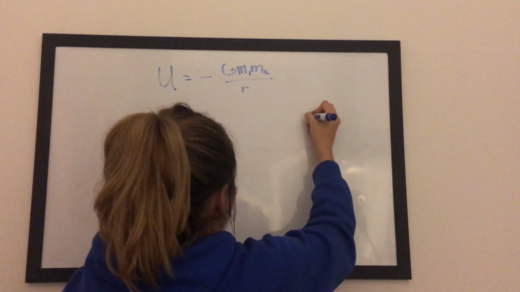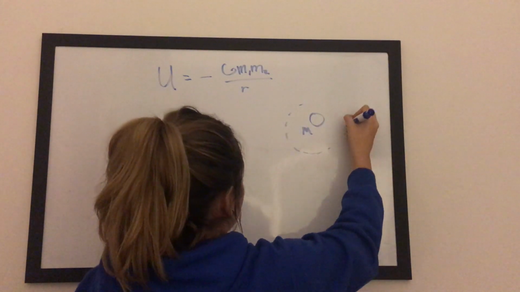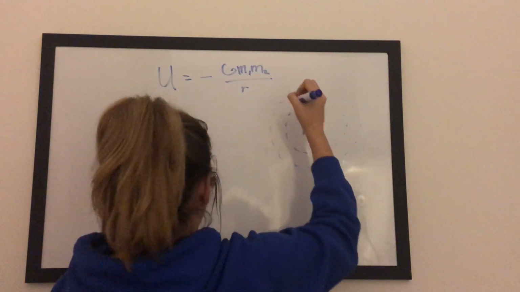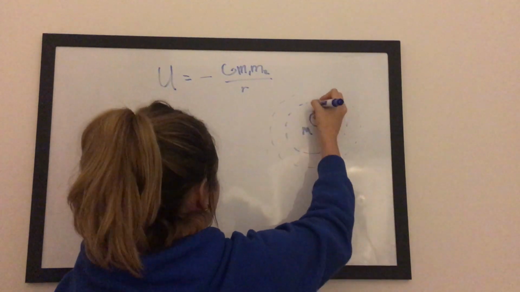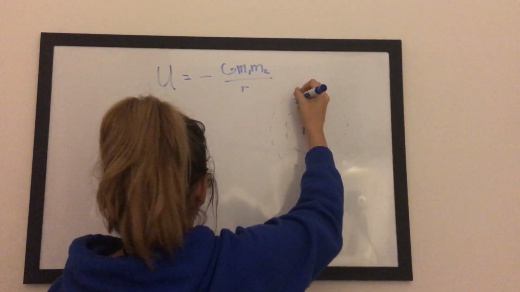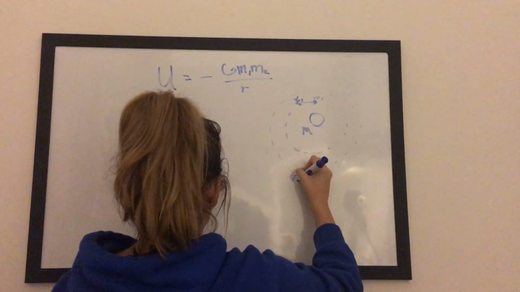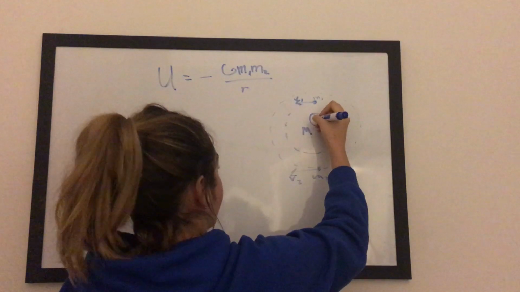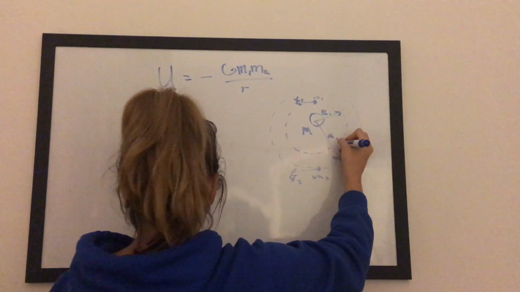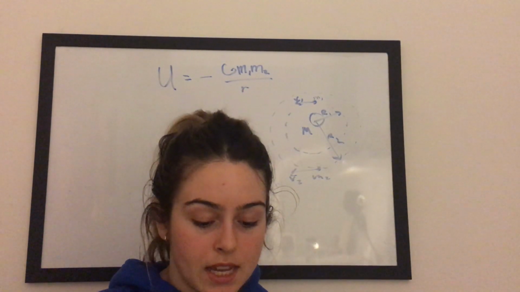So we've got our M here, orbit 1, and our second orbit here. And we've got m1 here, and v1, and m2, and v2. And then we've got r1 here, and r2 here. So I'm going to go ahead and read problem number 26.